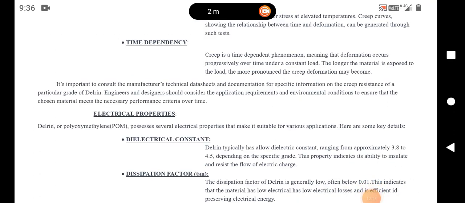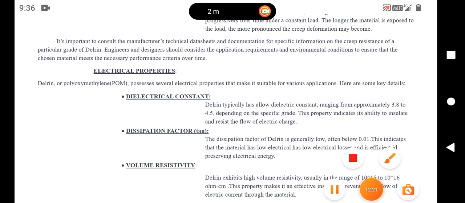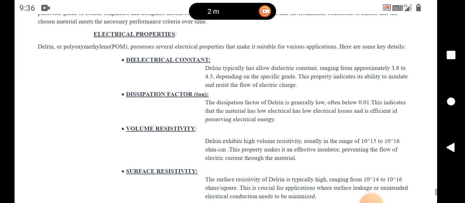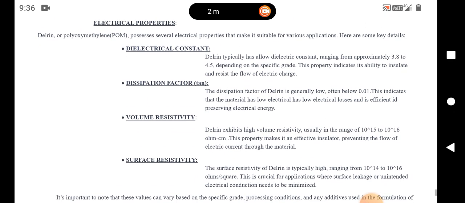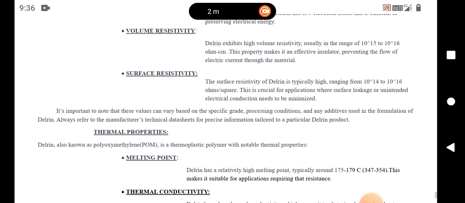Delrin polyoxymethylene possesses several electrical properties that make it suitable for various applications. Dielectric constant. Delrin typically has a low dielectric constant ranging from approximately 3.8 to 4.5 depending on the specific grade. Volume resistivity. Delrin has a high volume resistivity, usually in the range of 10^15 to 10^16 ohm centimeters. It is important to note that these values can vary based on the specific grade, processing conditions, and any additives used in the formulation of Delrin.